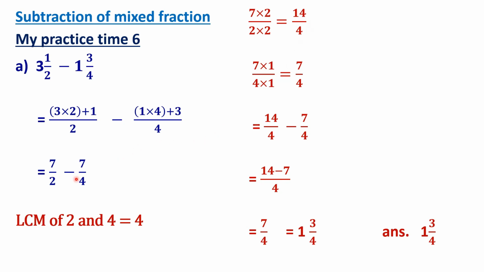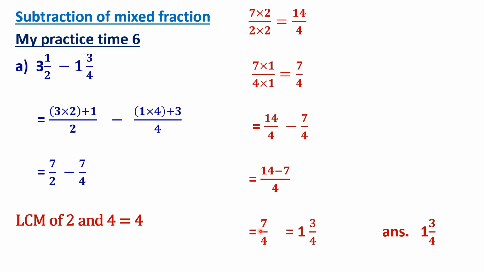Now here you can see 7 by 4, the denominator is already 4, so we'll simply multiply it by 1. So it will give you 7 by 4 only. Now we have the fractions 14 by 4 and 7 by 4. So these are the like fractions. So we'll operate the numerators, that is 14 minus 7, the whole thing divided by 4, and this will give you 7 by 4.